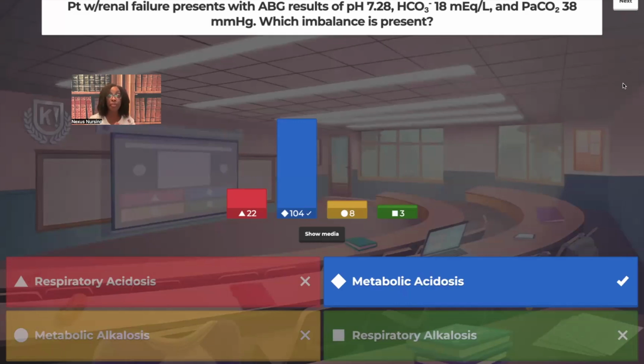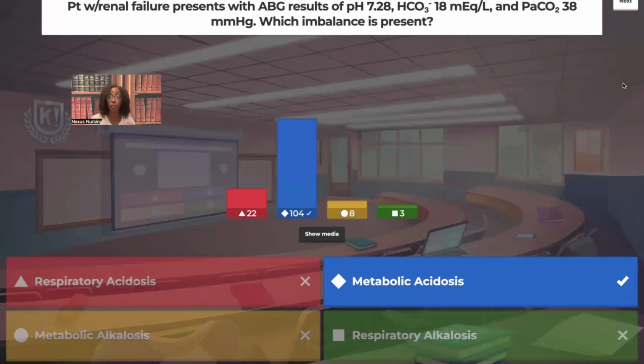Again, pH is supposed to be between 7.35 to 7.45. Anything less than 7.35, you're dealing with acidosis. They're at 7.28, so that means they're in an acidotic state. Acidosis, for sure. Now we got to figure out, is it metabolic or is it respiratory?